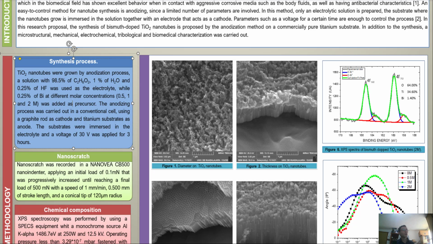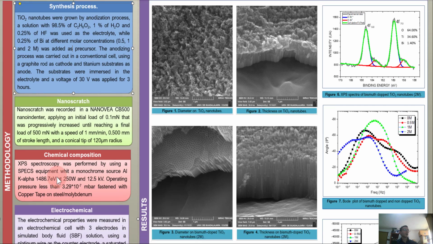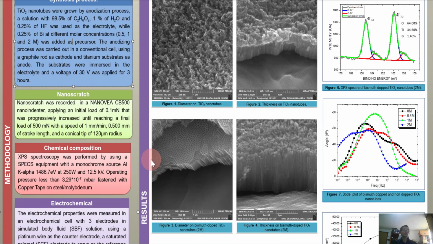To obtain the chemical composition, we used X-ray photoelectron spectroscopy, and we used a monochromatic source of aluminum at 250 watts and 12.5 kilovolts.